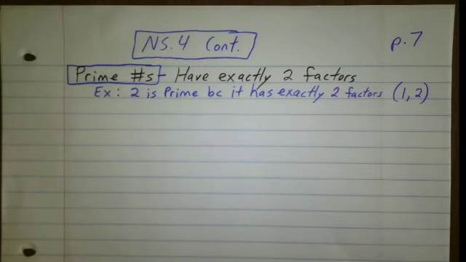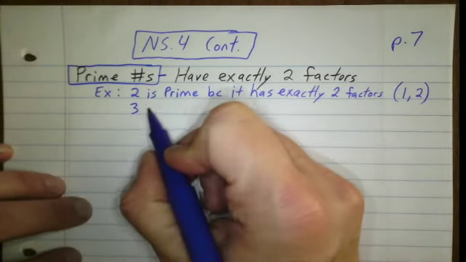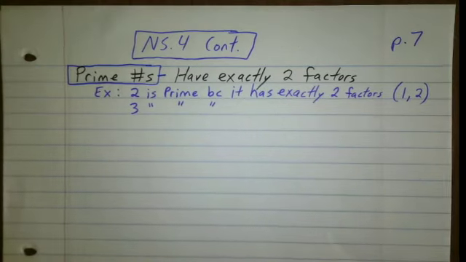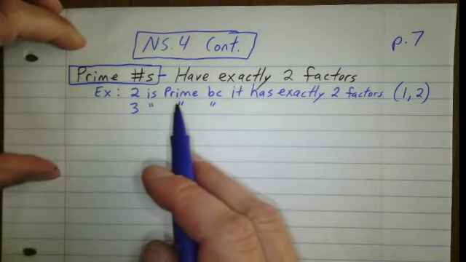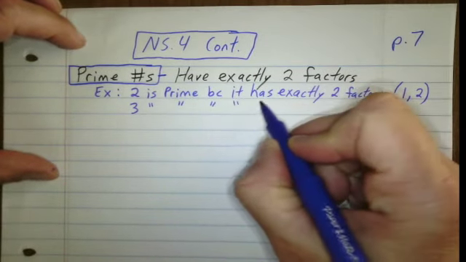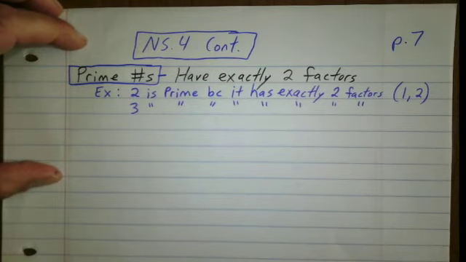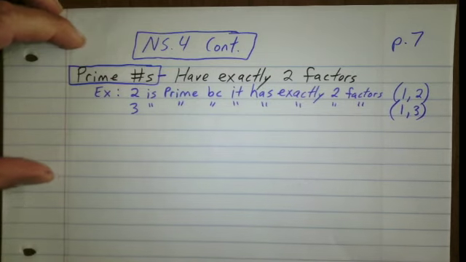So what's another example of a prime number that would have exactly two factors? Well, another example would be 3. And then if I put ticks, is prime, because those little ticks below basically mean copy the notes from right up above it. So 3 is prime because it has exactly two factors. So what are the factors or numbers you multiply to get 3? 1 and 3. 1 times 3.